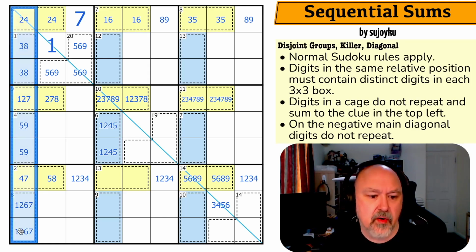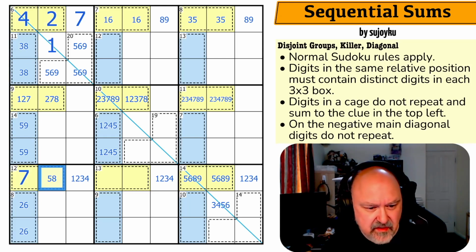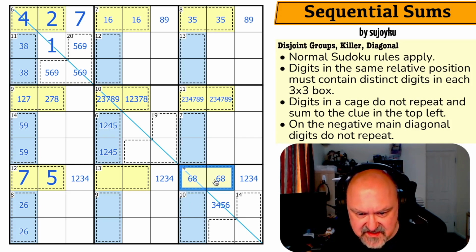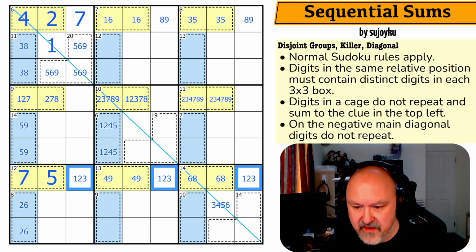Where is 6 in this column? 6 is down here, and this is 2, 6. This being 2, 6 has made that 4 and that 2, which means that's 7 and that's 5. That takes 5, 9 out of here. This is 6, 8. There must be a 9 in here. This is 4, 9, and I take 4 out of all of those.